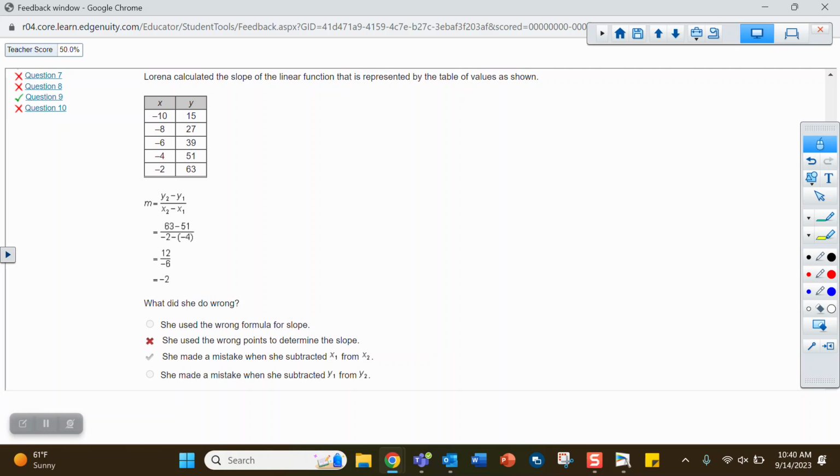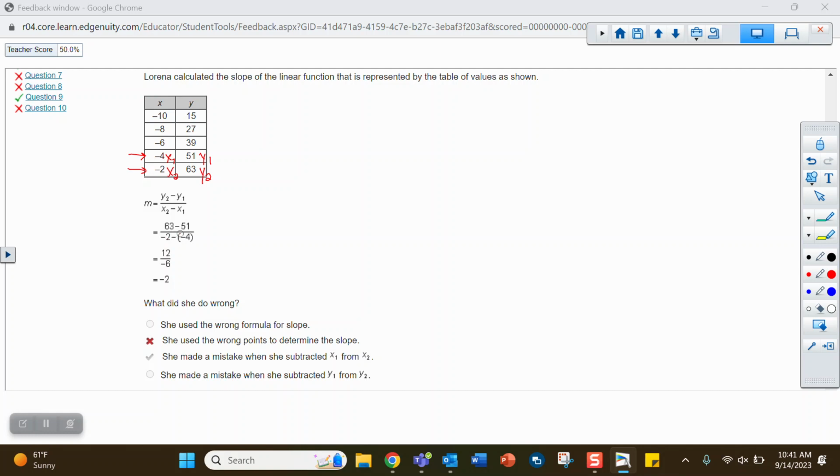So when we look at her calculations, remember that when you're calculating the slope of a linear function, you can use any 2 points you want to. And it looks like she chose this -2, 63 and -4, 51. So she's using x1, y1, x2, y2. So 63 minus 51, that's correct.